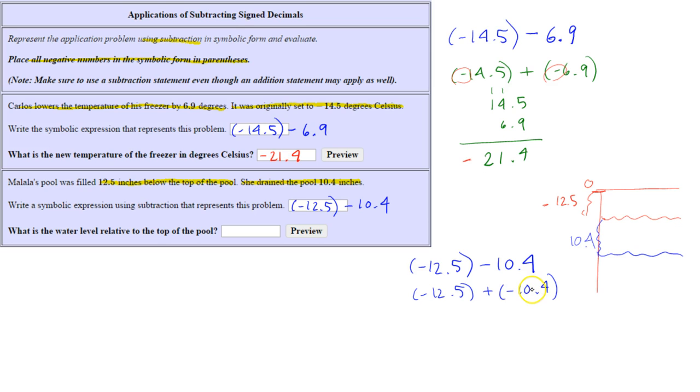Now I'll add these two amounts, 12.5, the absolute value of these amounts. 5 and 4 is 9. Then we have 2, 22.9. And then remember, since our original numbers, when we turn this into addition, we were adding two negatives, so our final result is negative. So these add up to 22.9. So our final answer is that the water level relative to the top of the pool is negative 22.9 inches.